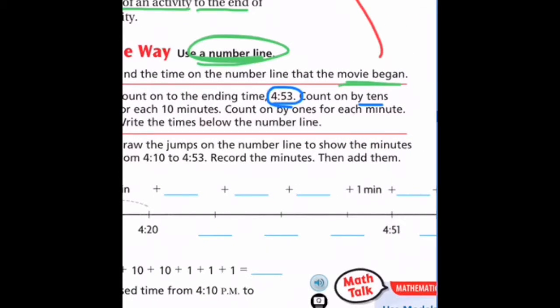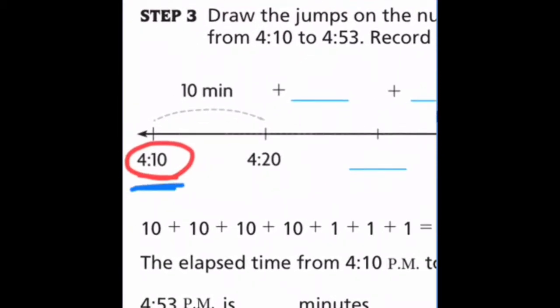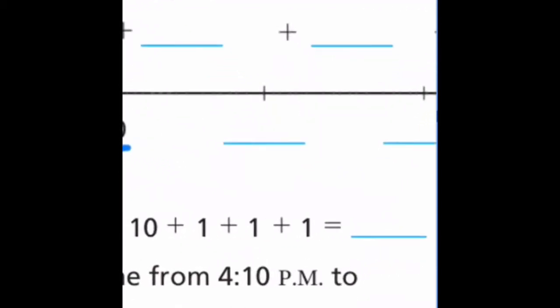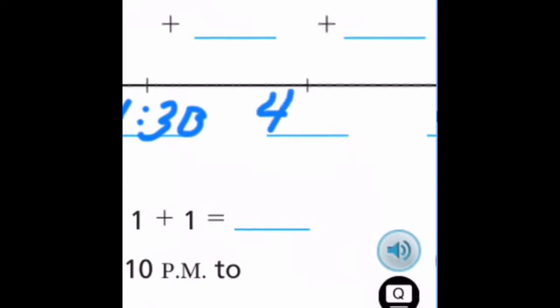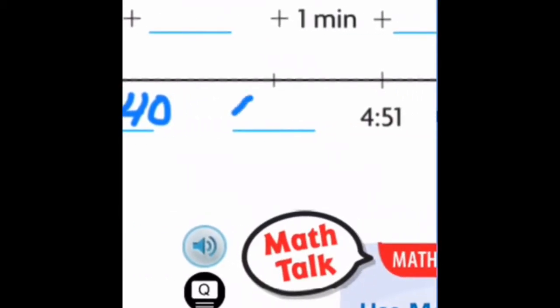We're going to count by tens for each 10 minutes, and then at the end we'll count by ones for each 1 minute. All right, so we can see our number line started at 4:10, count by 10 to 4:20, then 4:30, 10 more minutes. The hour's still the 4 o'clock hour. And then the next one is still 4 o'clock, but instead of 30, 4:40. And then we have 4:50. And then you can see where they start counting by ones.